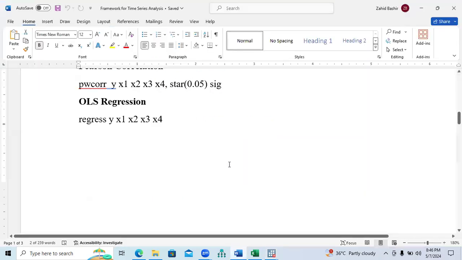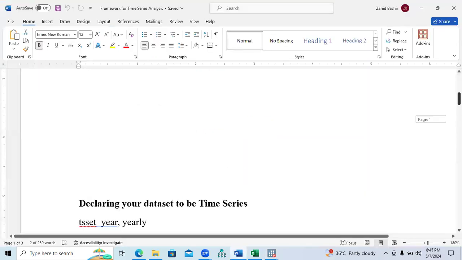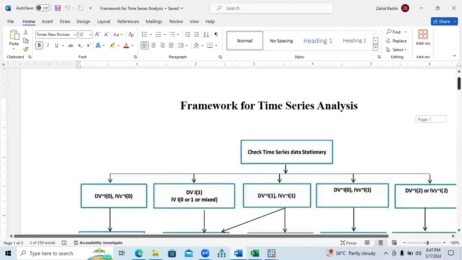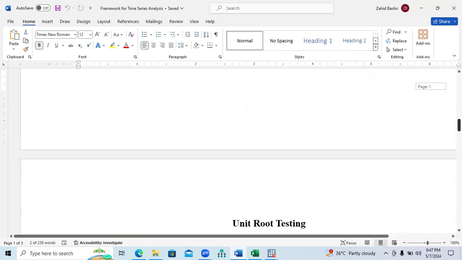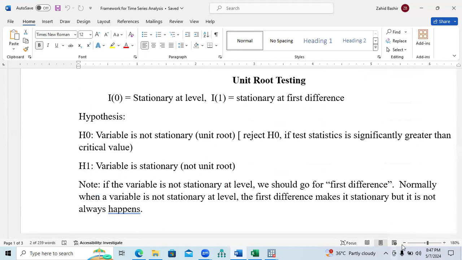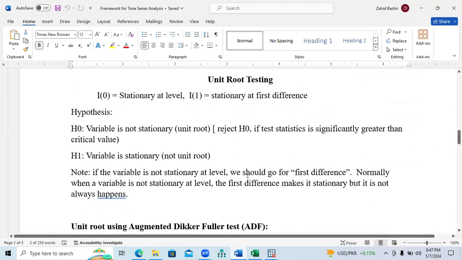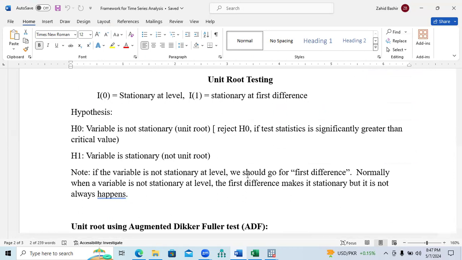So the next thing that we need to consider for deciding which appropriate model we need to apply in case of time series analysis is stationarity. There are a lot of procedures that you need to follow for unit root testing, because using the unit root testing you would be able to decide which is the appropriate model for your estimation.